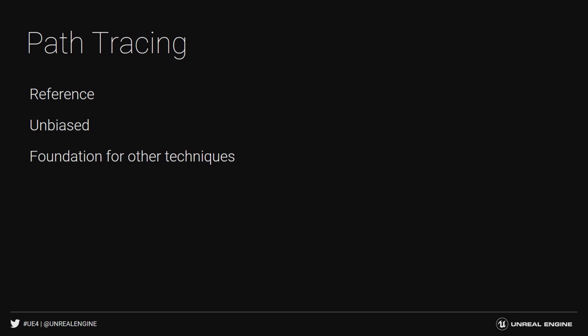To speak just briefly about path tracing, this is unchanged from 422. The motivations are still that it's meant to be a reference and something to compare against ground truth. It's meant to be unbiased and the foundation for other techniques. This is the foundation for which the GI pass was developed, for instance. It has not gotten much different from 422.